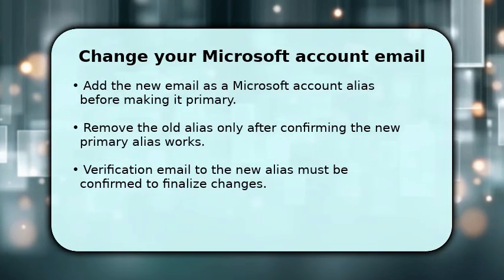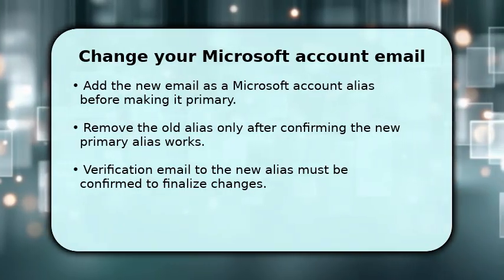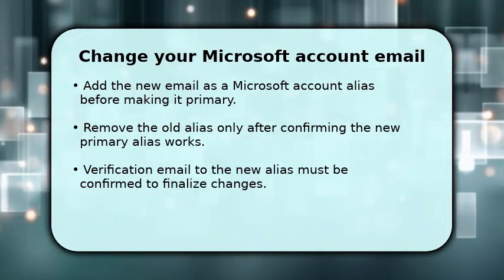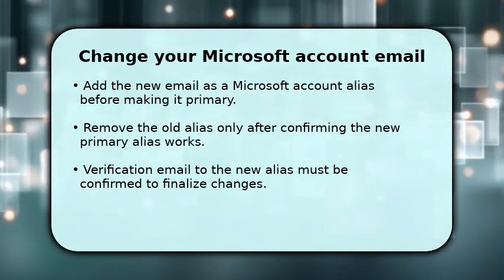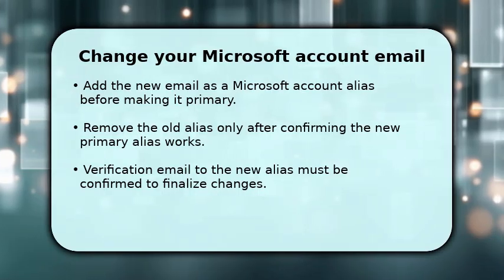Open account.microsoft.com and sign in with the Microsoft account linked to Skype. Go to Your info, then Manage how you sign in to Microsoft, and choose Add email to create a new alias. Verify the new email using the verification message sent by Microsoft to that address.